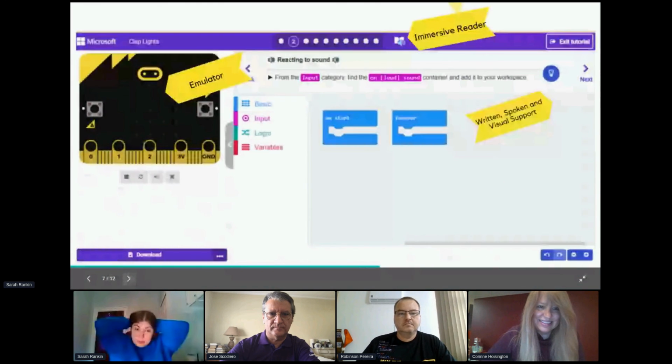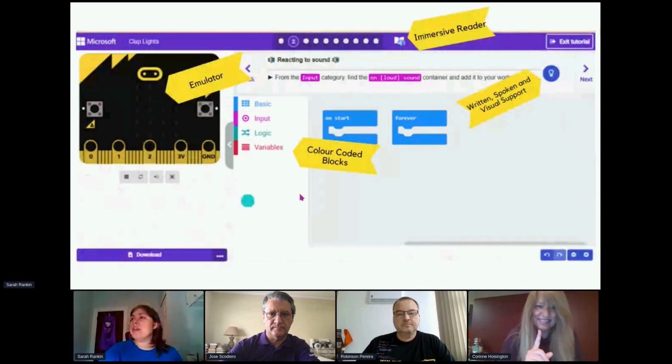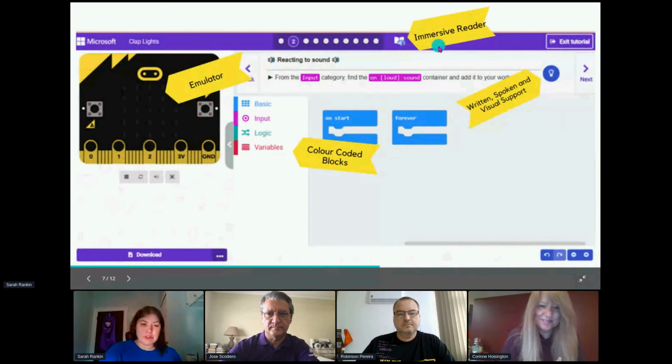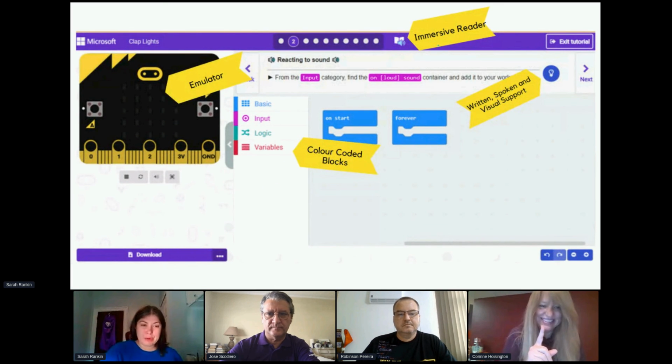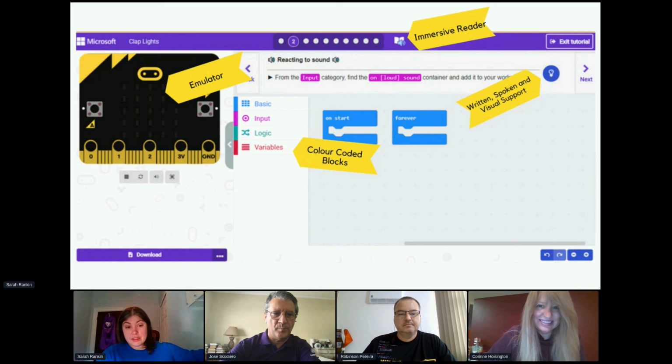Now, if your students are still dependent on the tutorials, obviously you want to lean into that immersive reader that's built into those MakeCode tutorials. I cannot stress enough how important that tool is to getting those kids ready to code and thinking about coding, taking away that barrier, taking away that cognitive load while they're trying to learn something new is such an essential thing.